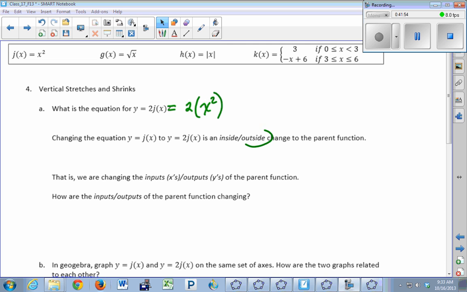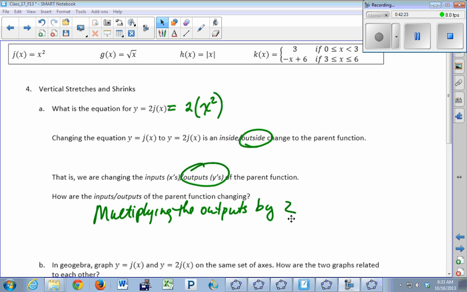We're changing the outside of the function, of our parent function, because the parent function's already happened. X has been squared, and now I'm going to double all of the outputs. So we are changing the outputs. How are the outputs of the parent function changing? We are multiplying the outputs by 2. Okay. We are multiplying. So it's changing by a factor. That's the language we use. 2 is a factor because it's multiplying. Factor of 2.